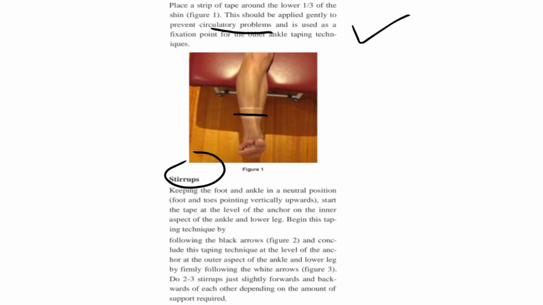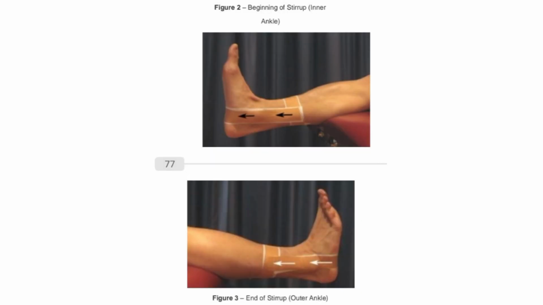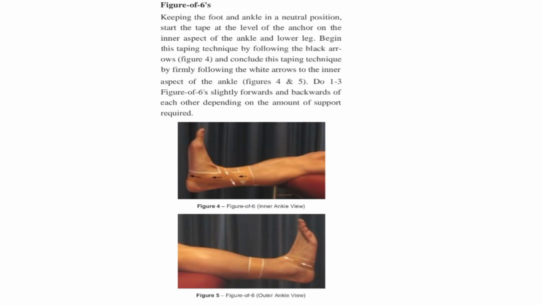Stirrups, keeping the foot and ankle in a neutral position. Start the taping at the inner aspect of the ankle and the lower leg. Begin the taping technique by following the black arrow and end at the white arrows. Place the stirrups slightly forward and backward of each other depending upon the support required. This is the stirrup. You can see this can be applied in this way. From the medial side it starts and on the lateral side it ends at the white arrow.